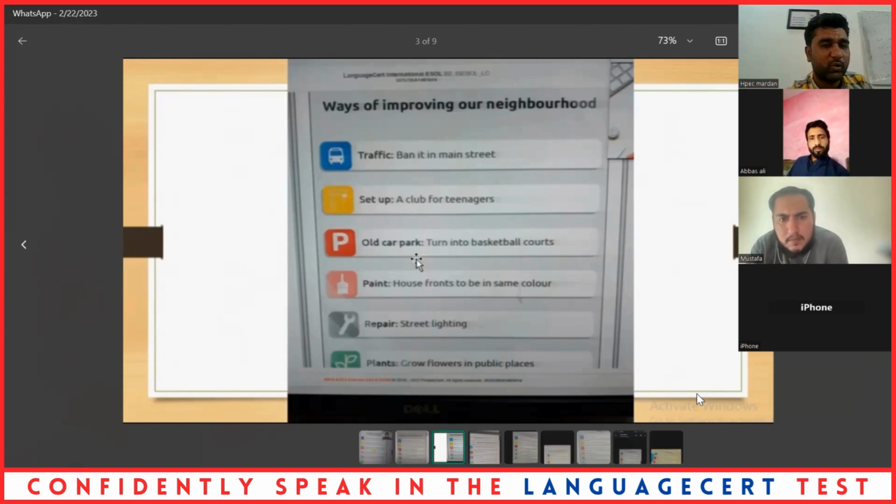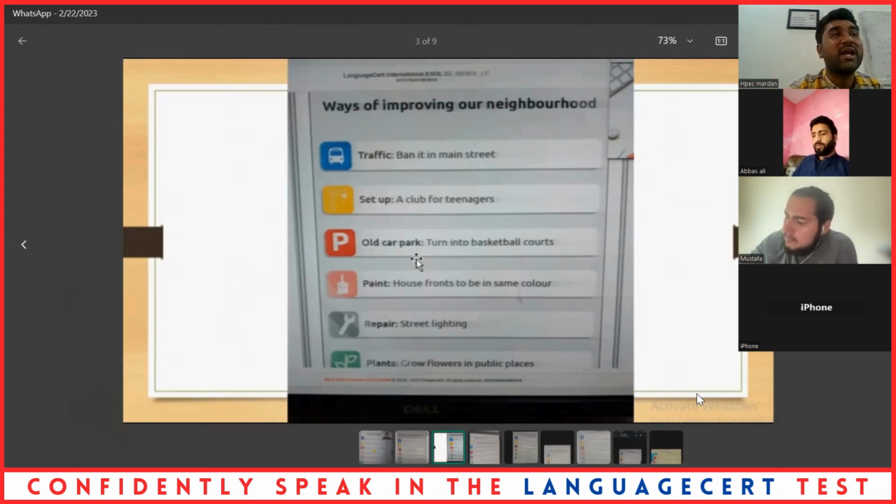Let's suppose this is the point, like repair street lighting. The examiner will tell you, okay, Mr. Salman, what do you think? What should be repaired in the main street? I think the road should be repaired. Do you see any road here? Come there. There is no road. There is street lighting. No, I don't agree with you.